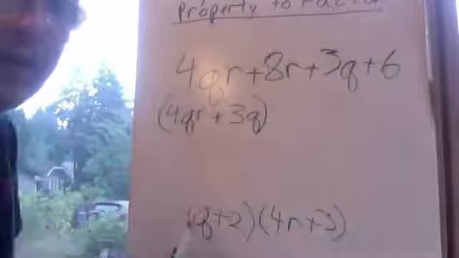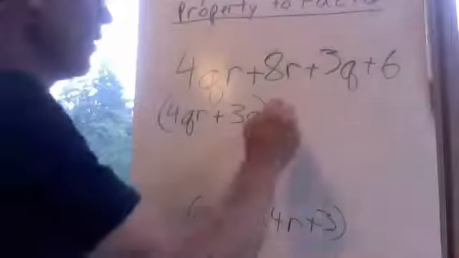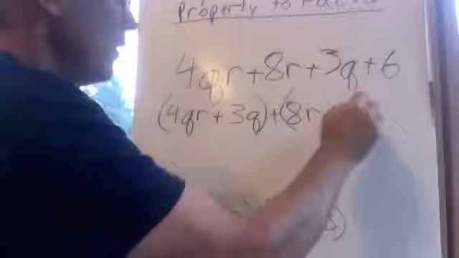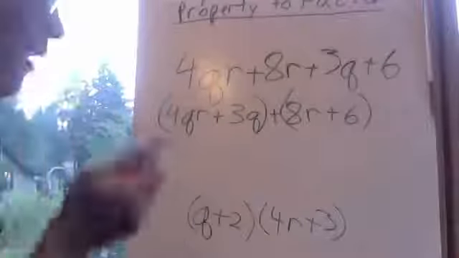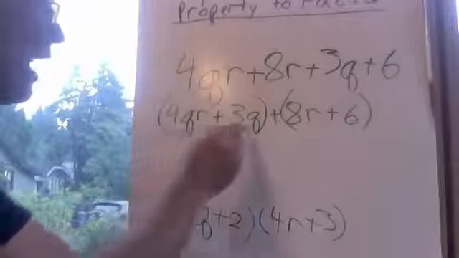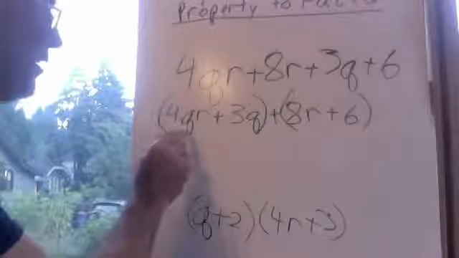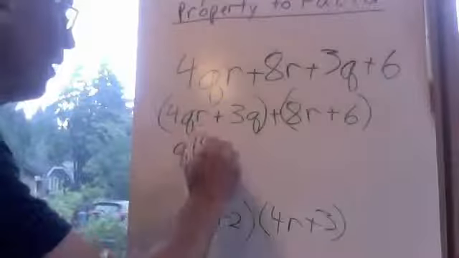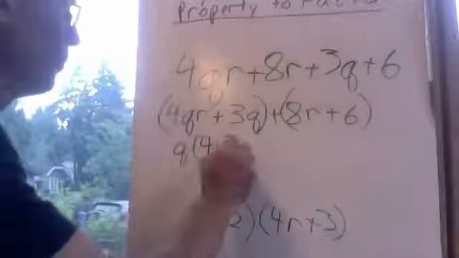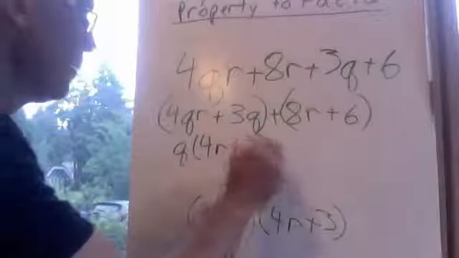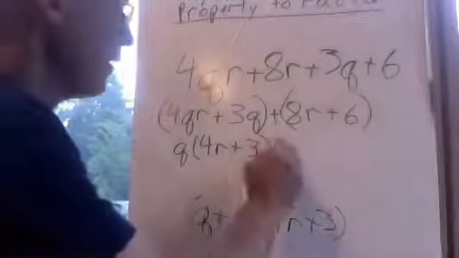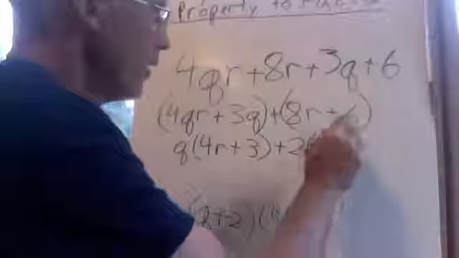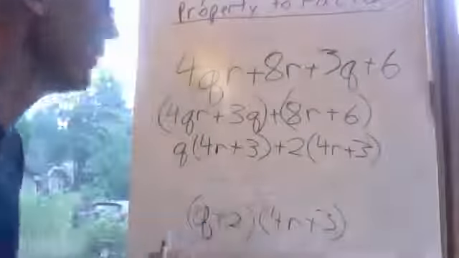Is there something in common there? Yeah, there's a common 2, right? So we're okay then. 8R plus 6. Now, our first step, remember, was we needed to factor out something in common. So we have a Q. So let's factor out Q. And that leaves us 4R plus 3. And we have a common 2 here, so we'll factor that out, and that leaves us 4R plus 3.